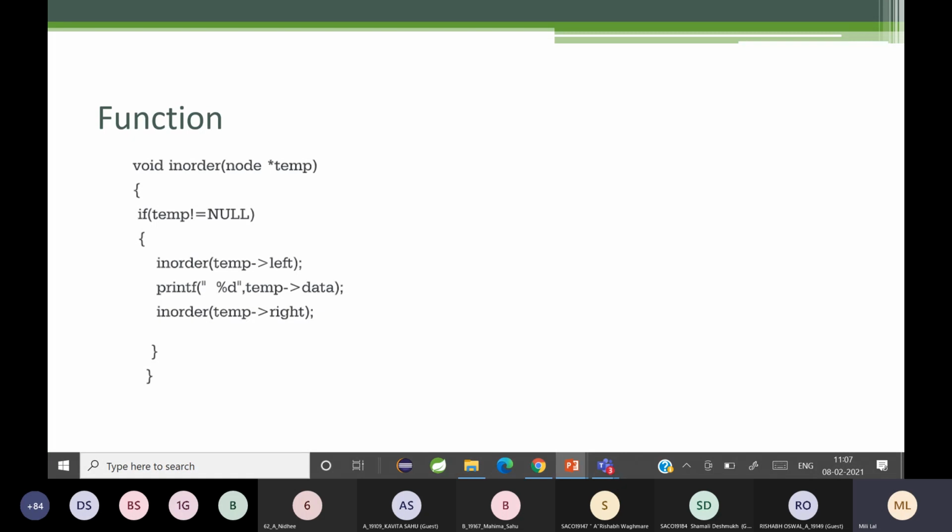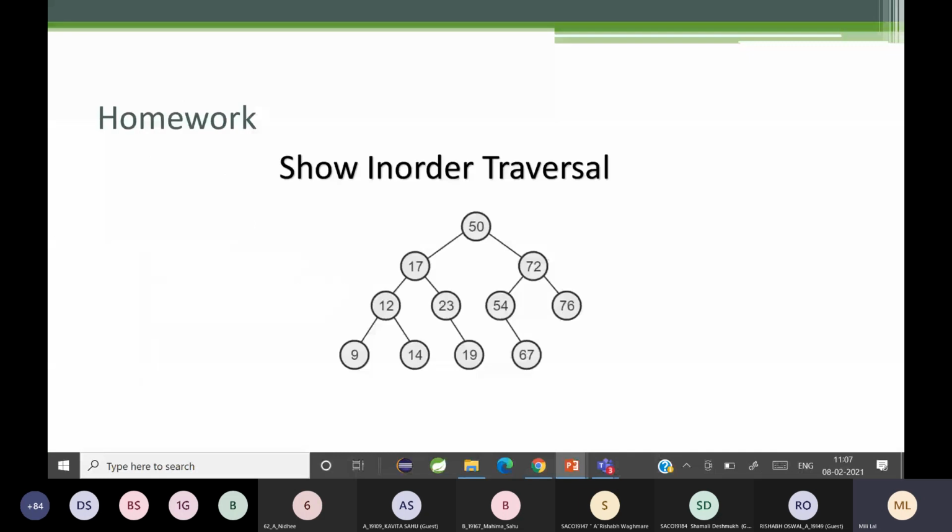Did everyone understand? Okay. So this is the homework you have to do. Show inorder traversal. Can you all do this? Okay. So that's it.